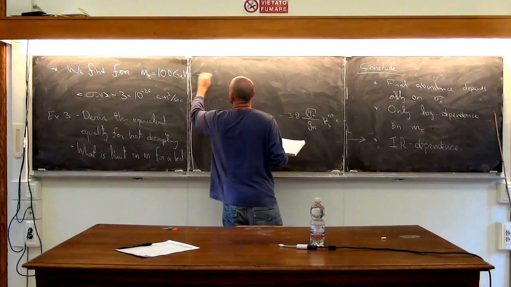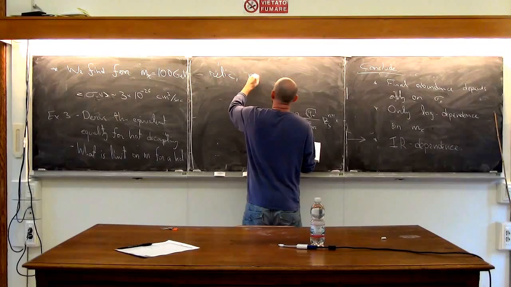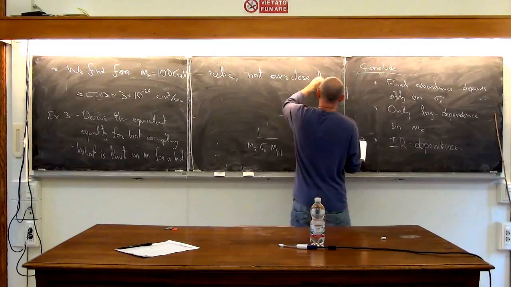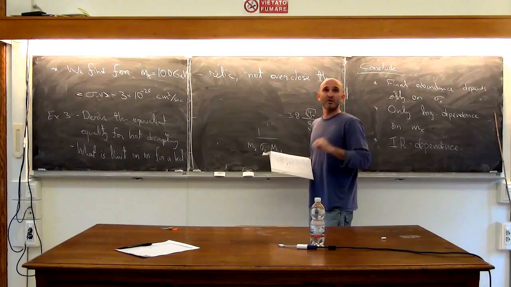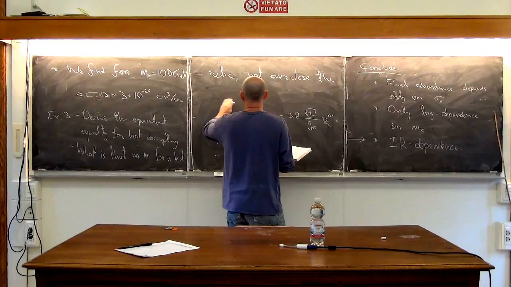In order to not overclose the universe. So if we just demand that we had a hot relic decoupled when it was hot, when it was relativistic, what is the limit such that this particle does not overclose the universe? I mean, its density today is not larger than the density that we measure to make the universe flat. So, overclose the universe.